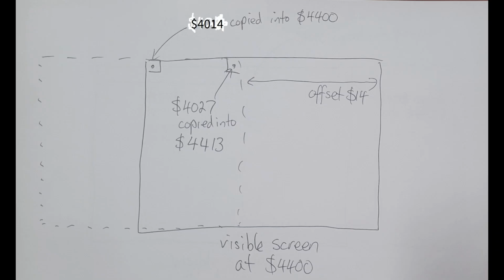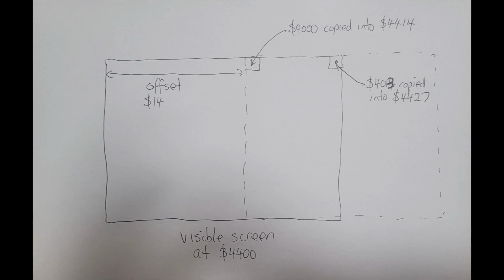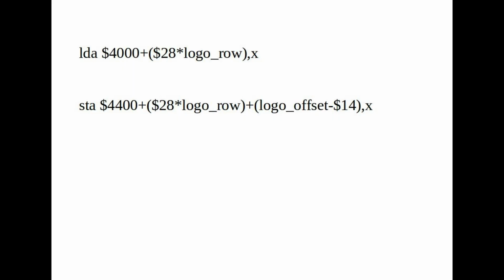An algorithm was coded that copied the logo data into the correct part of the screen and padded out the rest with blank spaces. Here, we can see that with an offset of 14, the logo data at 4014 needs to be copied into 4400, and so on. And when the logo has bounced over to the right, if the offset is 14 again, the logo data needs to be copied from 4000 into 4414.